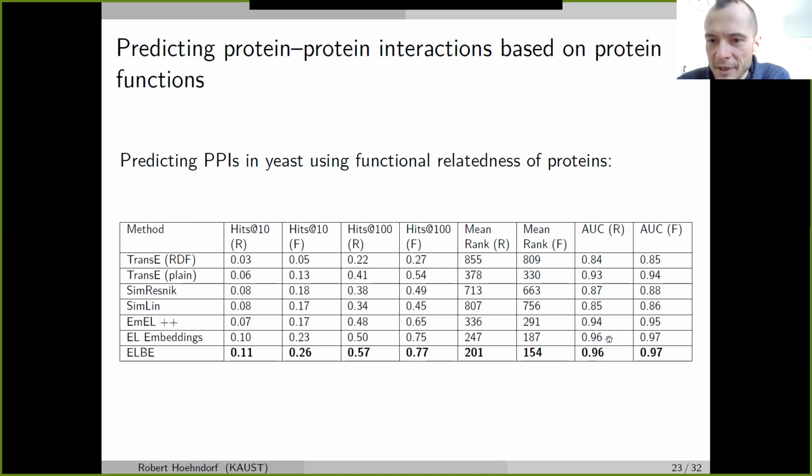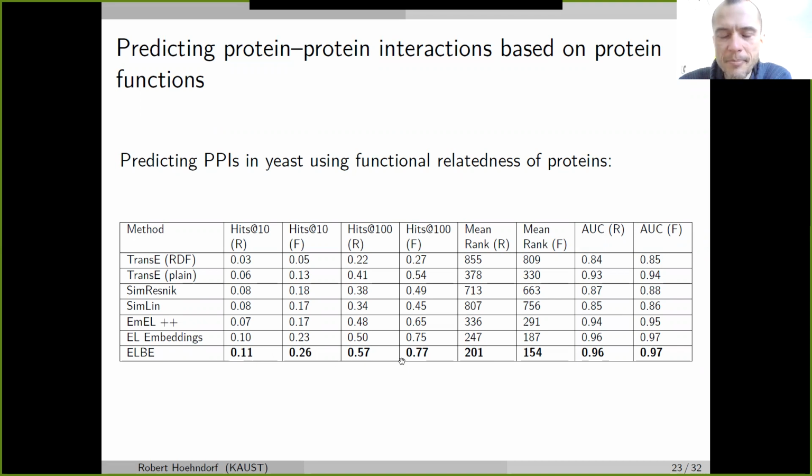You can see that before, with Ontologies and OPA, we got like a 0.91 AUC, but here we do get even a substantial improvement with EL embeddings and with ELBE. We compared to a number of different graph embedding methods, so they perform much worse. Also Resnik similarity and some other similarity measures. So this is our EL embedding model.